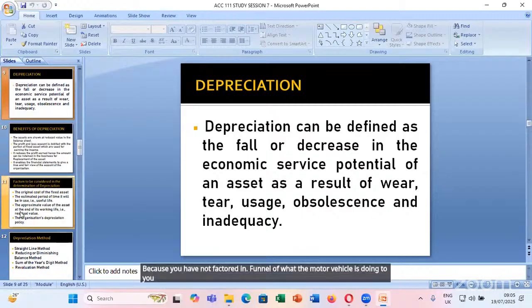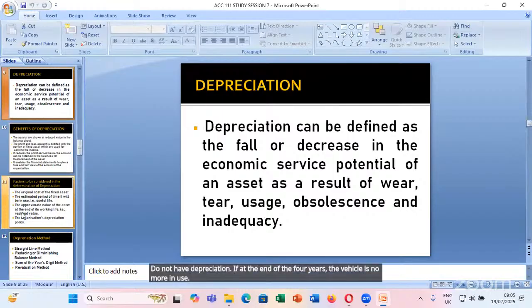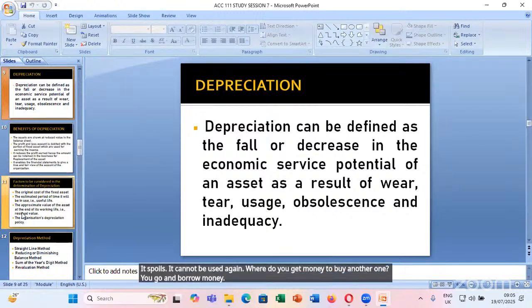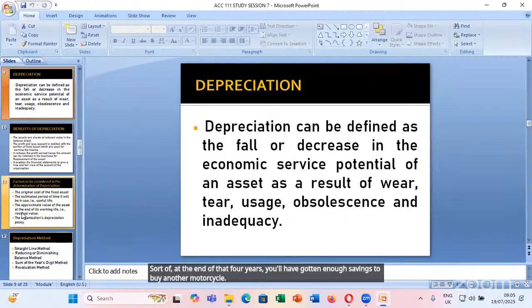Let me say this too. We have agreed that you bought a motor vehicle for 10 million naira, and you are using the vehicle every year. For 4 years, you do not charge depreciation. If at the end of the 4 years the vehicle is no more in use, it spoils, it cannot be used again, where do you get money to buy another one? You go and borrow money? No. As you are using the motor vehicle, you should be setting aside something every year, so that at the end of that 4 years, you will have gotten enough savings to buy another motor vehicle. Is that clear now?